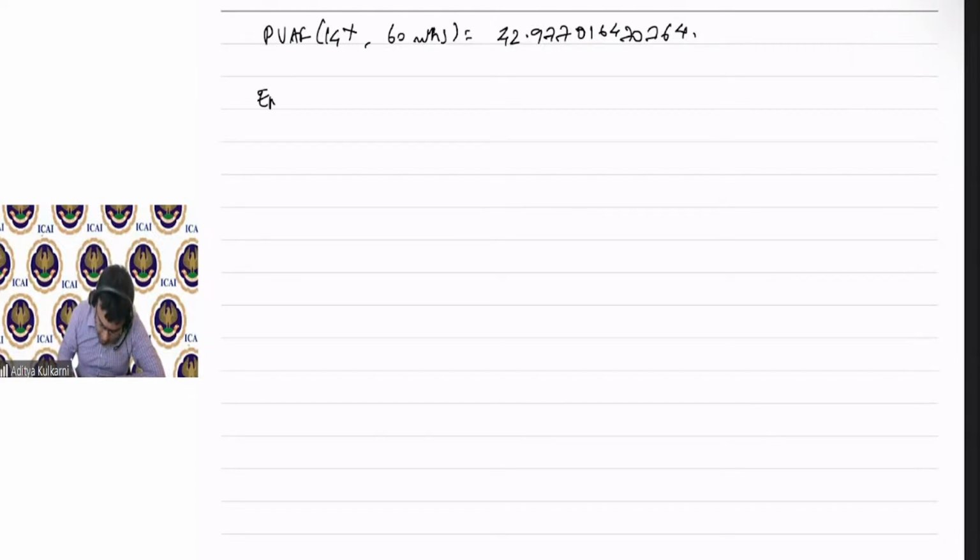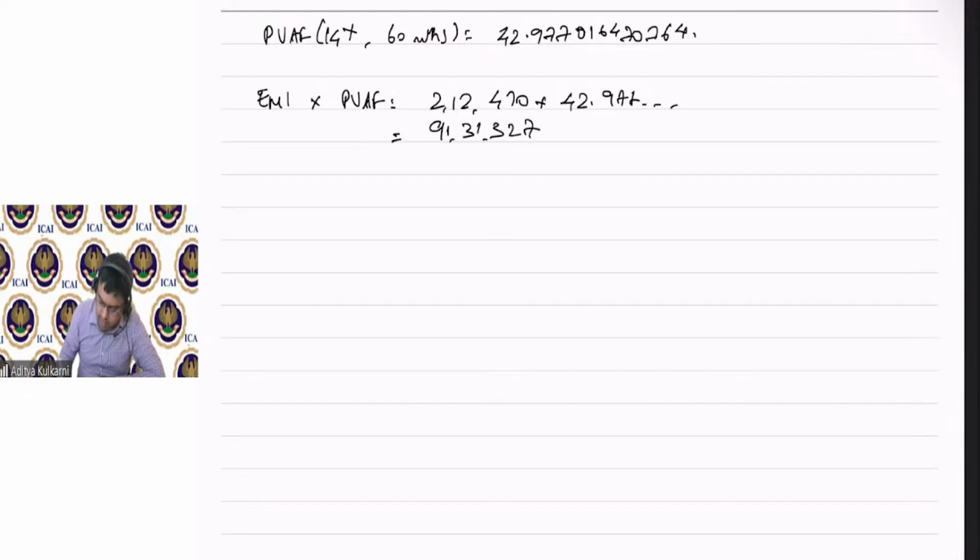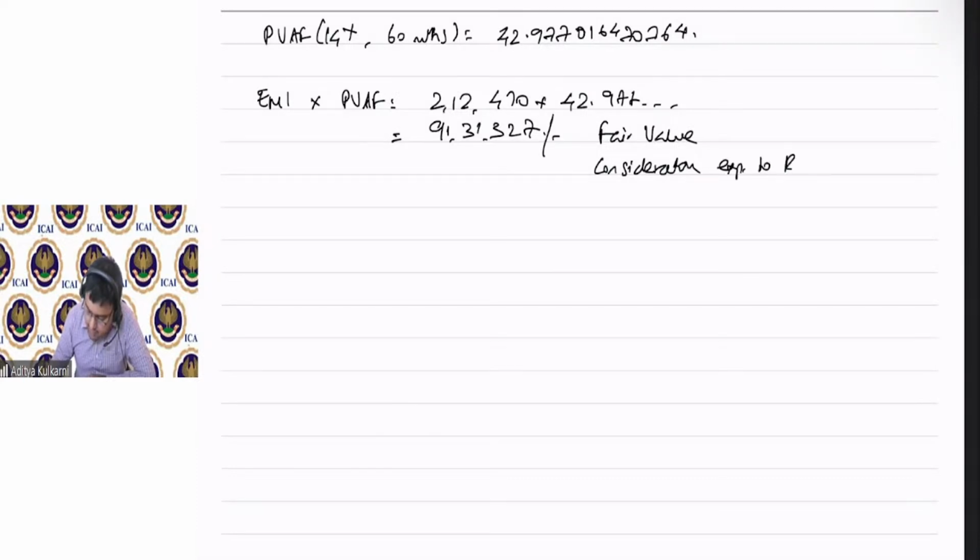So now your EMI into PVAF is equal to 2,12,470 into 42.977. So this is equal to 91,31,327. This represents your fair value or consideration expected to receive. So this will be the basis for recognizing your revenue, and the remaining is going to be your unearned finance income, which you will recognize every month.